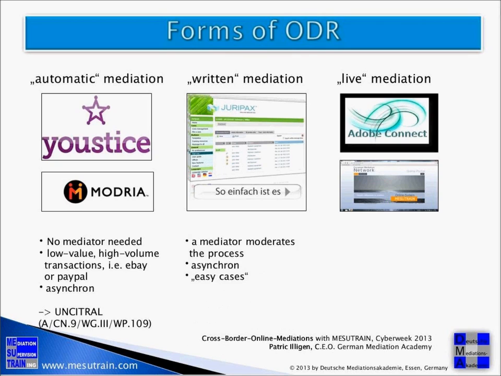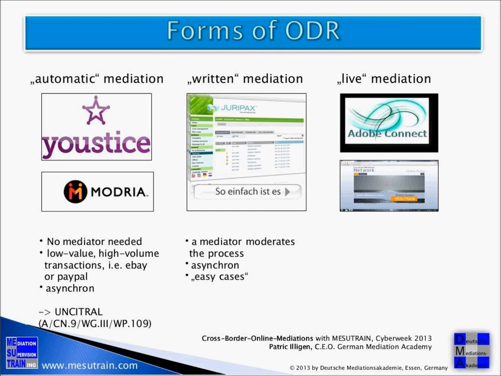The second form, written mediation. There we're going to find a mediator who moderates the process, who runs the system, who stays in touch with the participants. He's moderating it. He's giving information from one to the other. It's asynchronous as well, and it's designed for more or less easy cases. So, as I know, for example, JuryPax was designed primarily for cases of divorce, and afterwards it was expanded to other cases. But you have got several borders with it because the first elements of JuryPax, for example, are only multiple choice. So the variety of cases are a little bit limited.